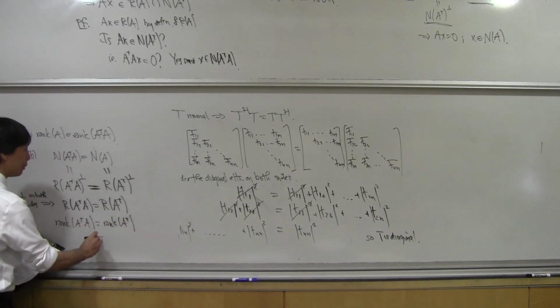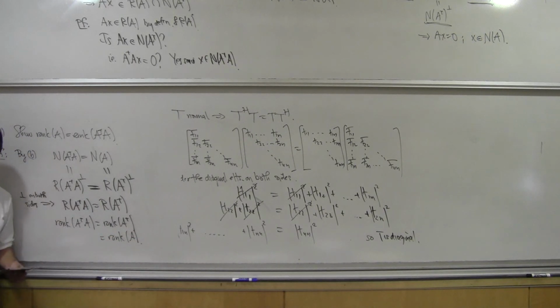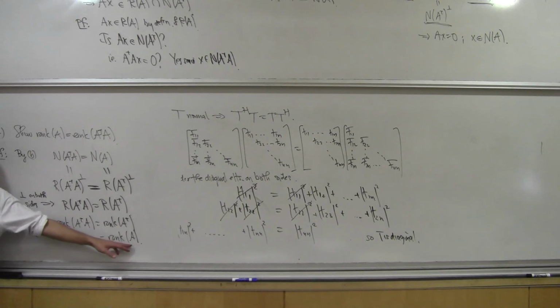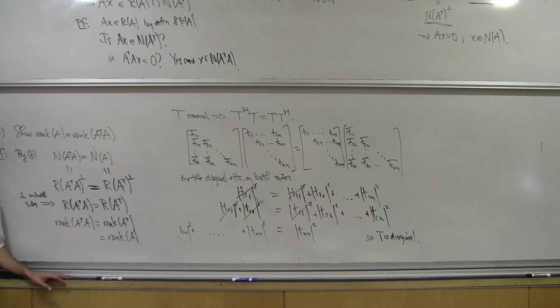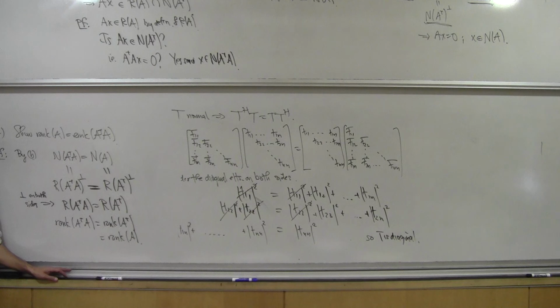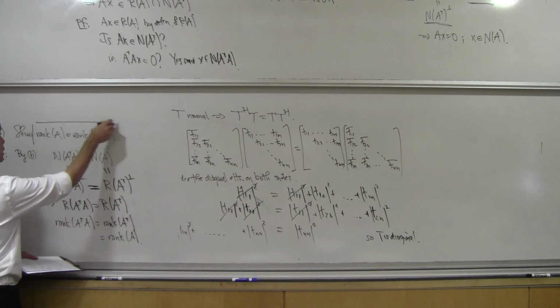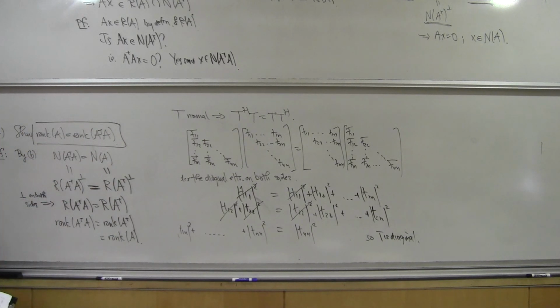But then remember, we saw a long time ago when we talked about the rank that the rank of the transpose and the rank of the matrix are the same, because one is the dimension of the column space and the other is the dimension of the row space, and we saw that those were equal. Okay, so you get this result, that the rank of A equals the rank of ATA.